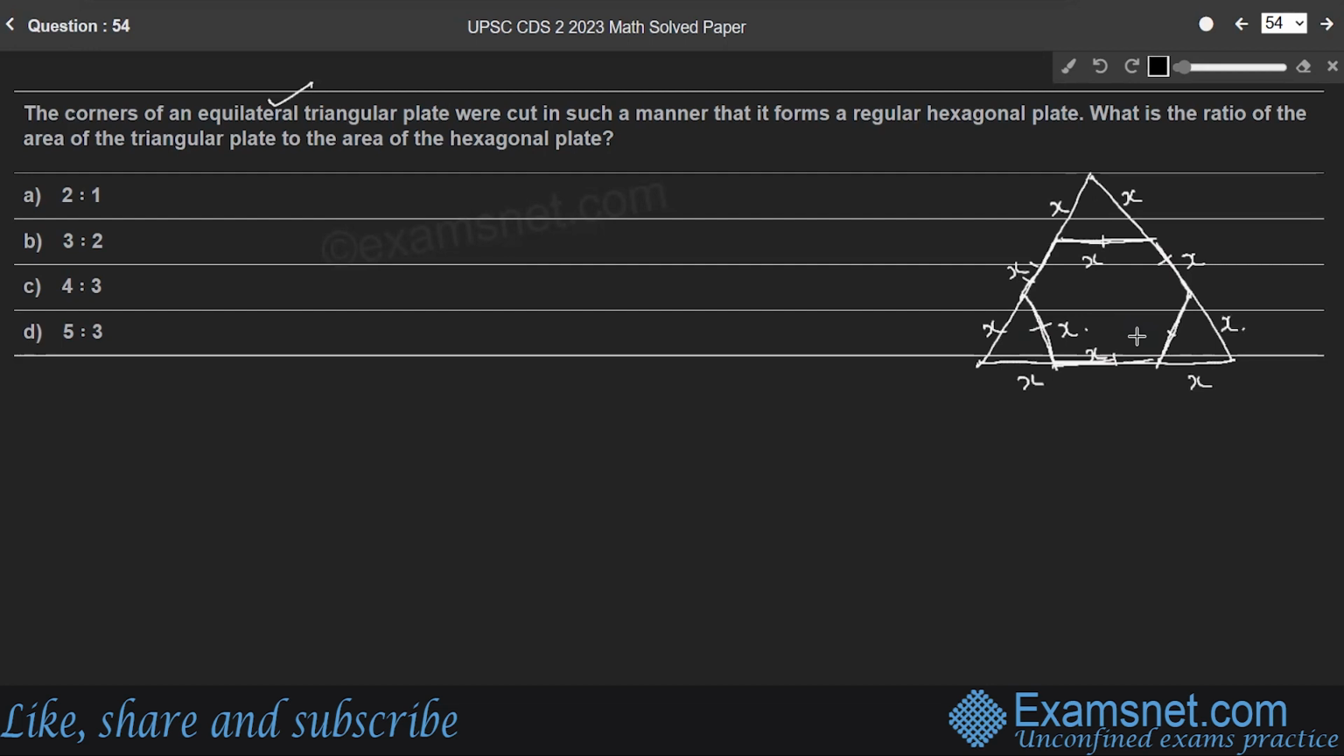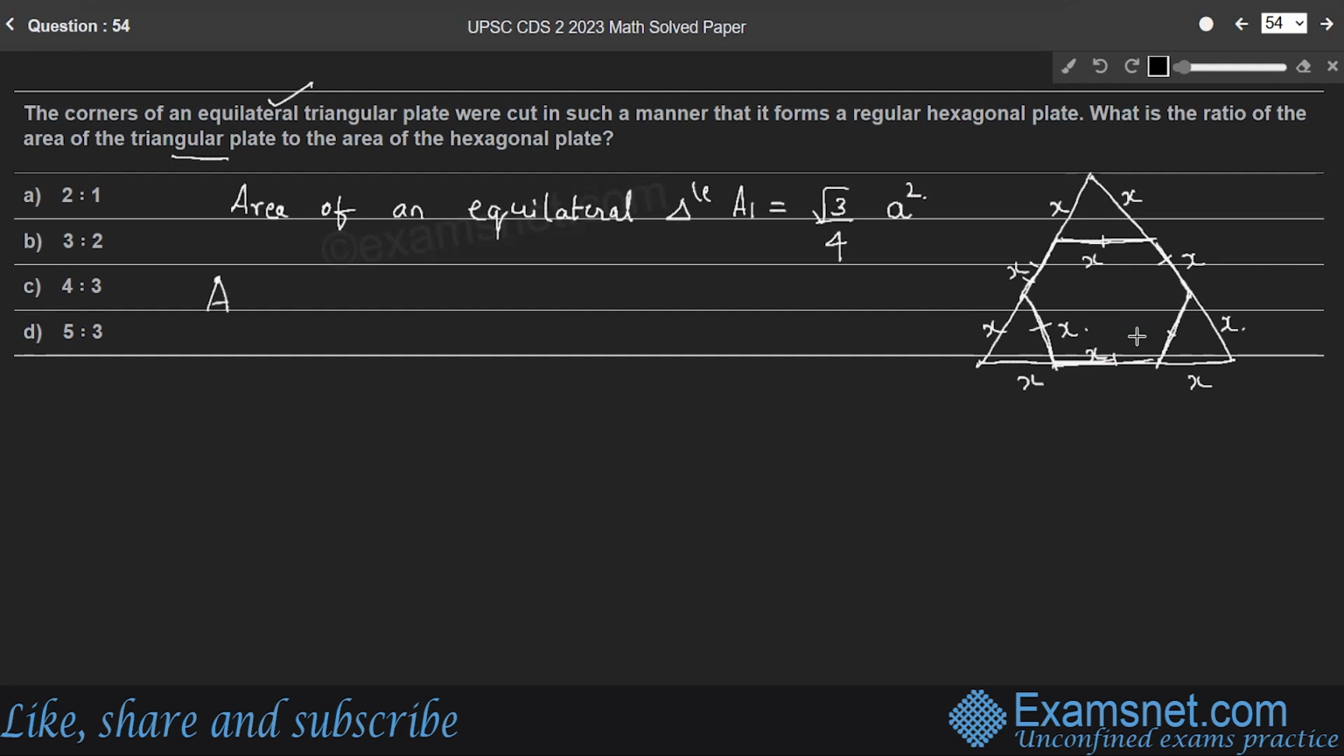Right? Now, what is the ratio of the area of the triangular plate to the area of the hexagonal plate? So for that, we'll consider the area of an equilateral triangle. Let it be A1, right? So the formula says it is root 3 by 4 into a squared. A squared is nothing but the square of its side, right?